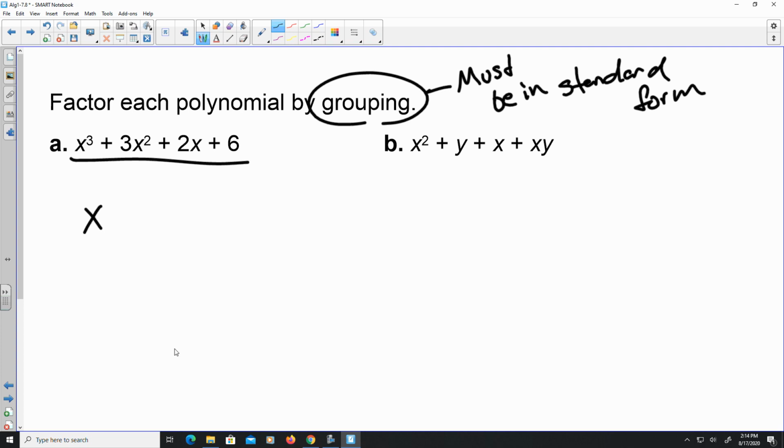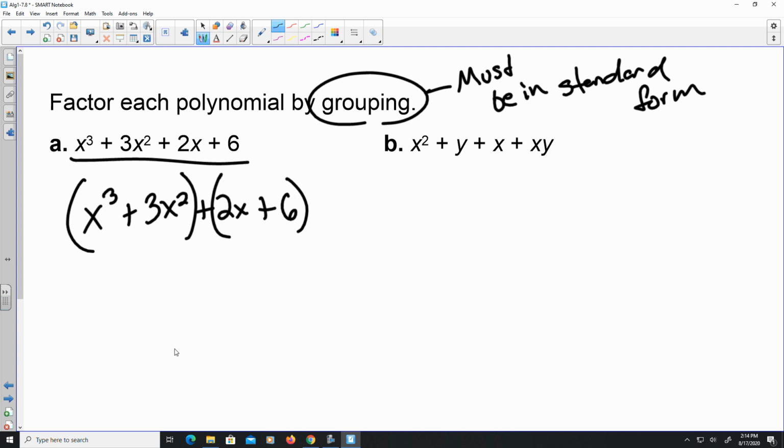So x cubed plus 3x squared plus 2x plus 6. The grouping now comes into the first two terms, so I'm going to put parentheses around them. I'm grouping them. And I'm going to put parentheses around the last two terms, leaving the sign that's in between the two parentheses on the outside. So in this case, it's a plus. All right.